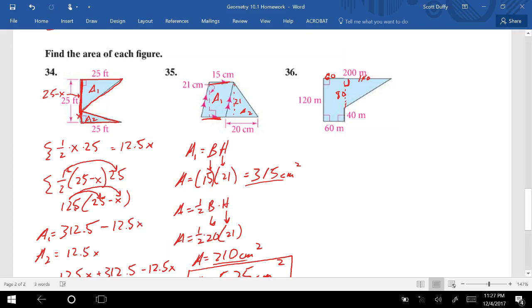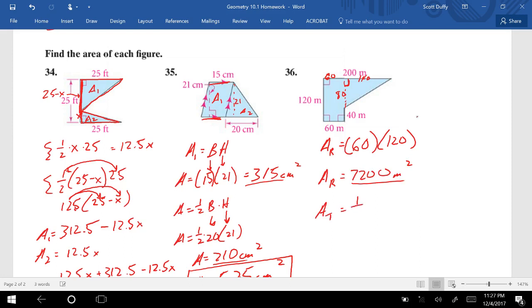Now, the area of the rectangle is equal to base times height, or length times width, however you want to do it. But either way, you're taking 60 and multiplying it by 120. So the area of the rectangle is 7,200 square meters.